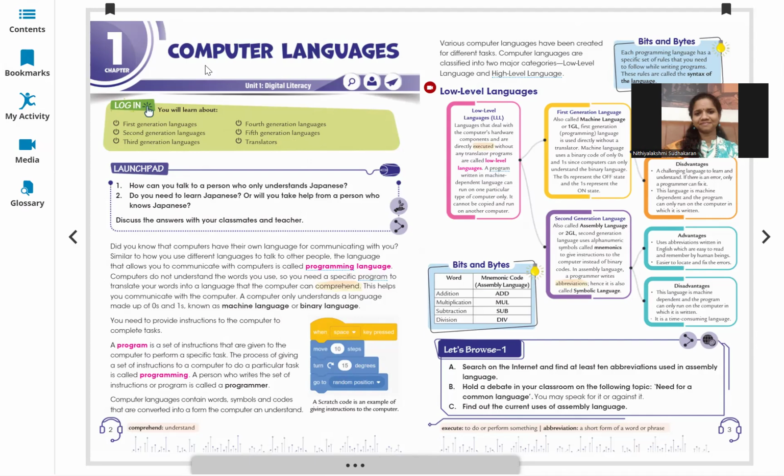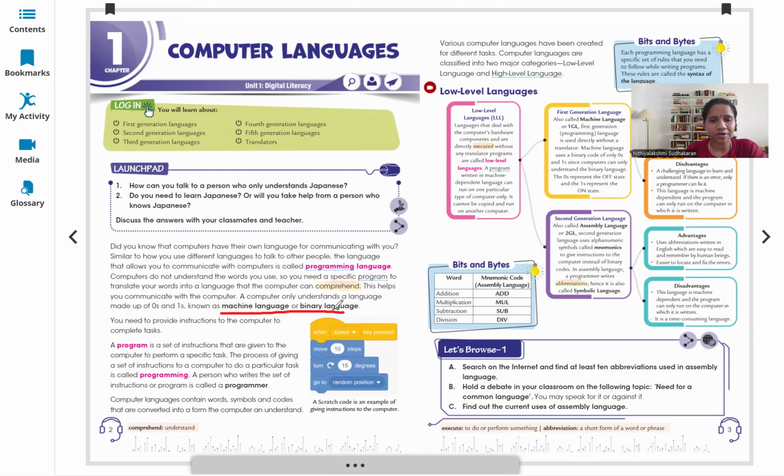A computer usually uses binary codes, binary numbers, zeros and ones, to do all the tasks and perform the various actions or instructions that we give. The computer can understand only one type of language, which is made up of zeros and ones, and that's known as machine language or binary language.